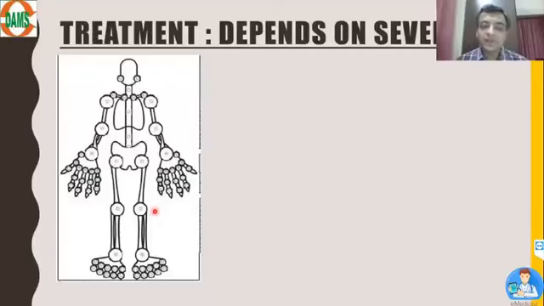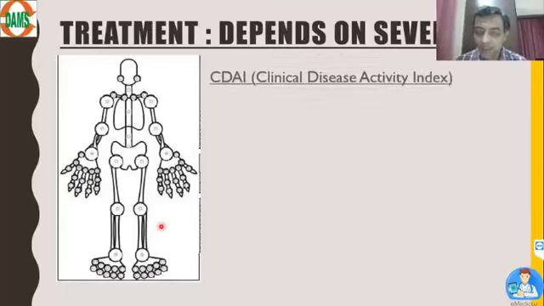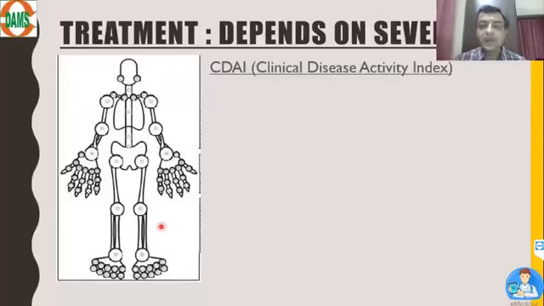Whichever joint is affected, they will take a red pen and mark it. So we have here the homunculus, and all the joints are marked. Depending on which joint is affected, the rheumatologist will shade that area so that we can understand it better. But what we want to do is the clinical disease activity index.